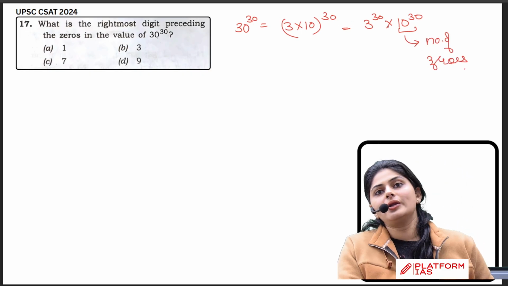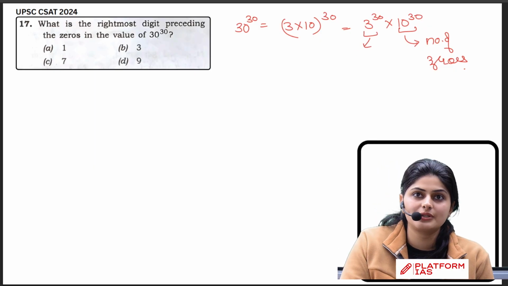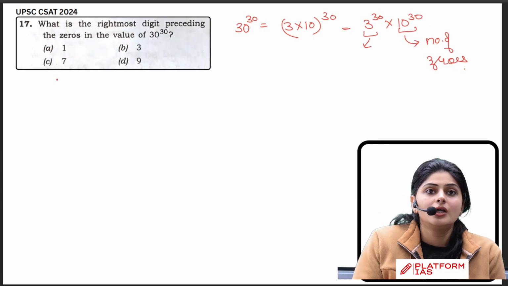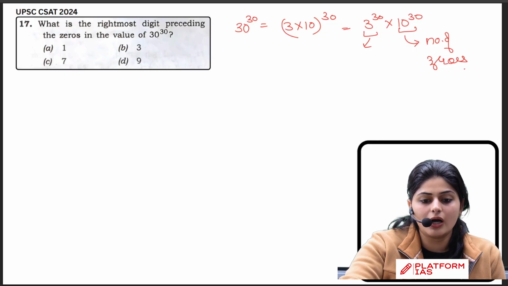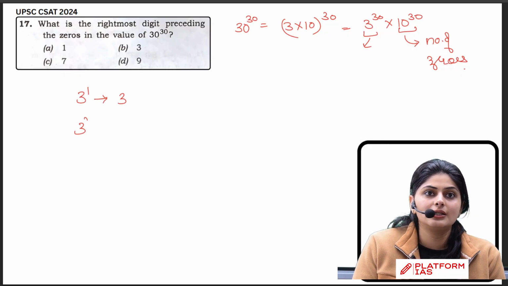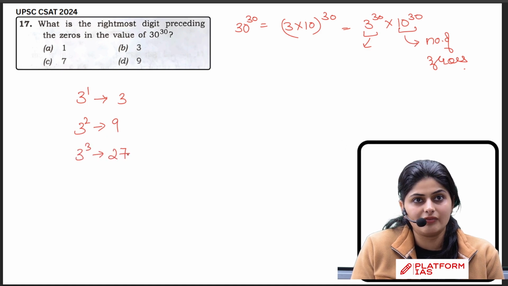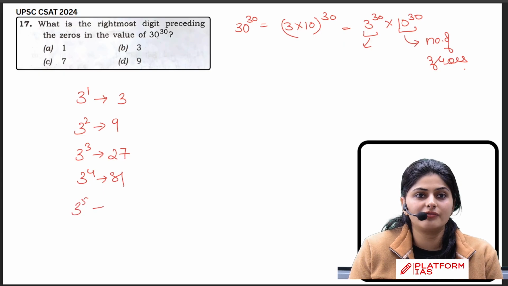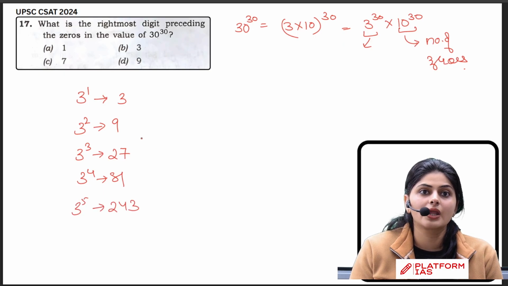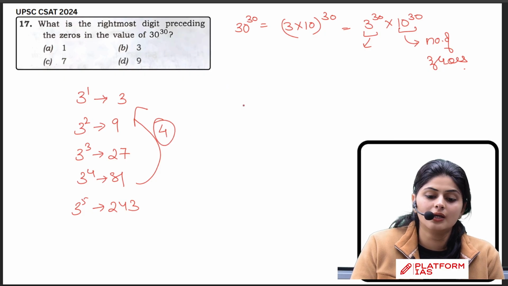So this product will have 30 zeros, and this will give me the rightmost digit preceding the 0. Now if we see the cyclicity of power of 3, we see 3 to the power 1 is 3, 3 square is 9, 3 cube is 27, 3 to the power 4 is 81, 3 to the power 5 is 243. So you can see it follows the cyclicity of 4.